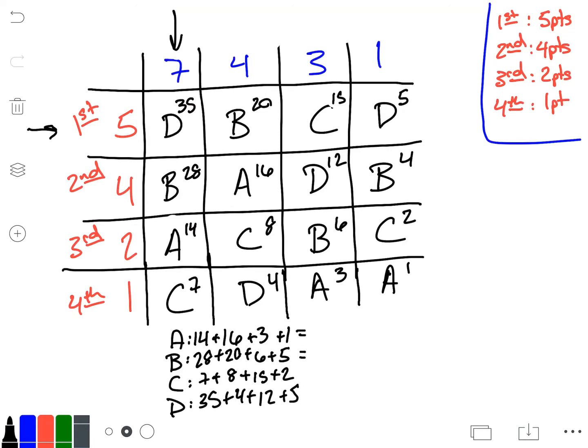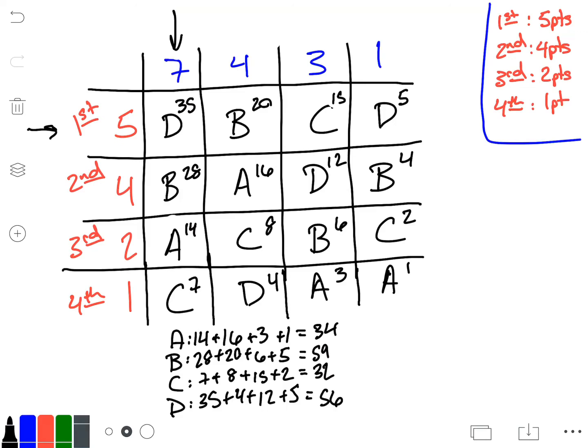So now we go ahead and do the addition once again. So A, 14 plus 16 is going to be 30, plus 3 is 33, plus 1, 34. For B, 28 plus 20 gives us 48, plus 6 is 54, plus 5 is going to be 59. And for C, 7 plus 8 is 15, plus 15 is 30, plus 2 is 32. And for D, 35 plus 4 is 39, plus 12 will give us 51, plus 5 is equal to 56.